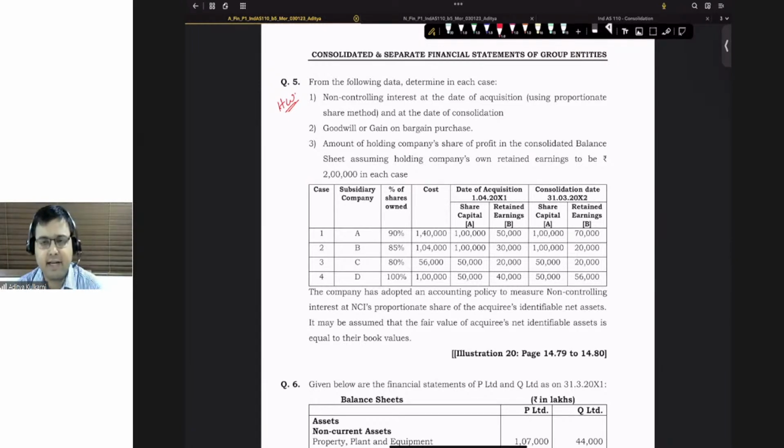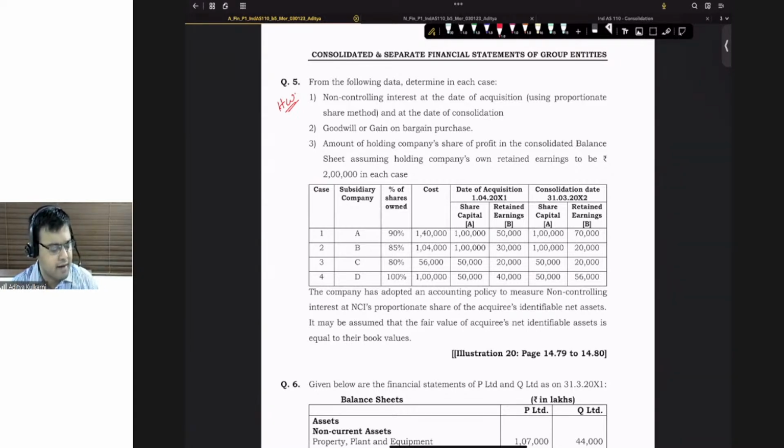NCI can have a negative value. That was not the case in AS, because there it was to be taken as adjusted against the majority shareholder. But here there is no such requirement. NCI can have a negative value. You can disclose it as a debit balance. Here it is as a part of equity.